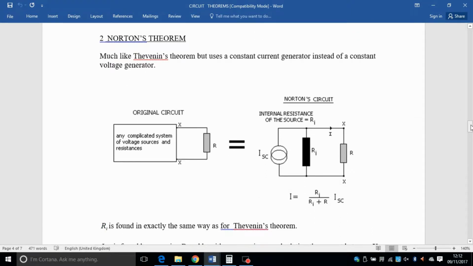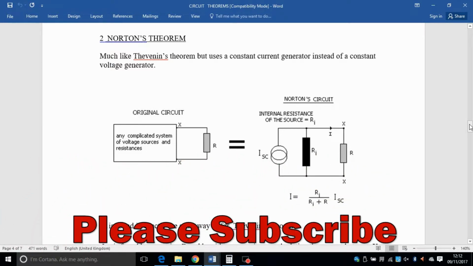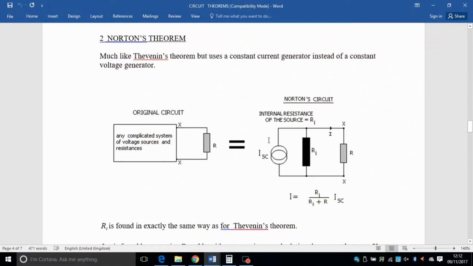Right, the next circuit theorem is Norton's theorem. It's very similar to Thevenin's theorem. The only difference is, instead of having an open-circuit voltage in series with an internal resistor, in this case you have an equivalent Norton's circuit, which is basically a current supply instead of a voltage supply, in parallel with an internal resistance which is connected to your load. So again, the principle is very similar.